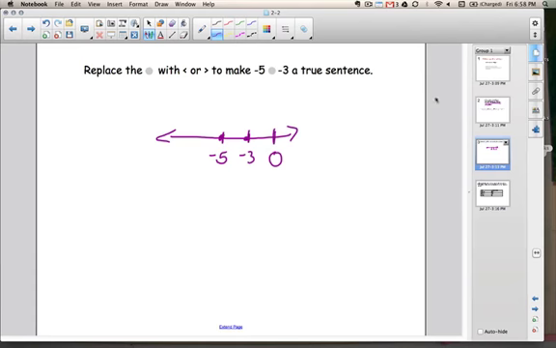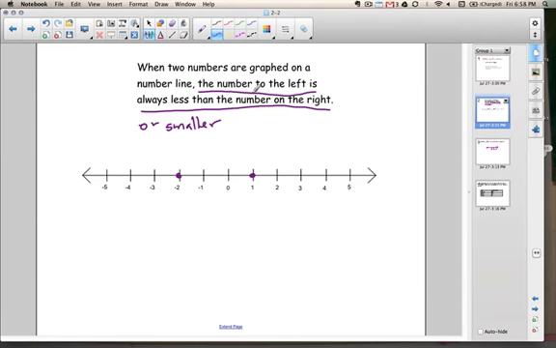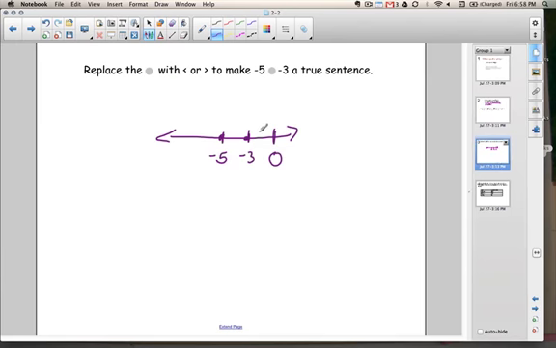And remember, the number to the left is always less than the number to the right. So that means the -5 is less than the -3. So if you were to draw your inequality sign in here, you'd want the inequality sign opening up towards the -3 because it's the bigger number. So this statement would read -5 is less than -3 because -5 is farther to the left on a number line than -3 is.